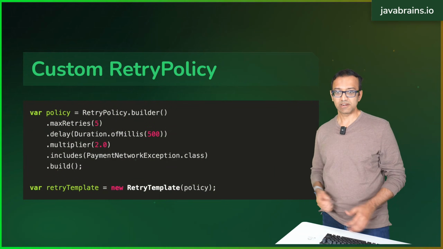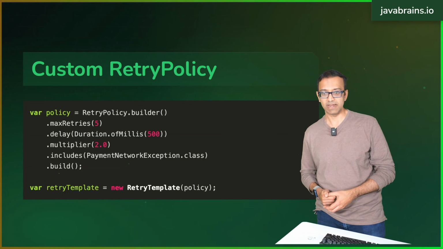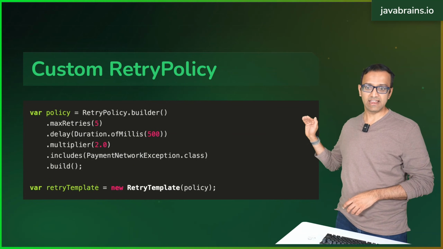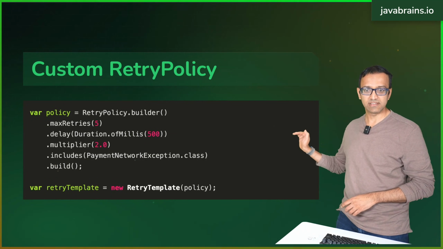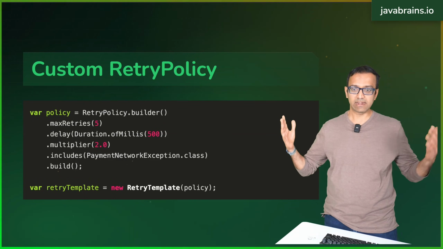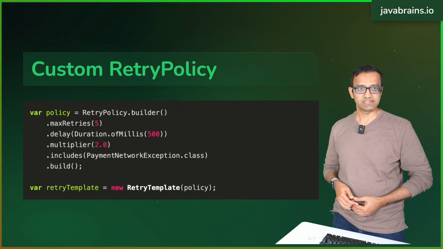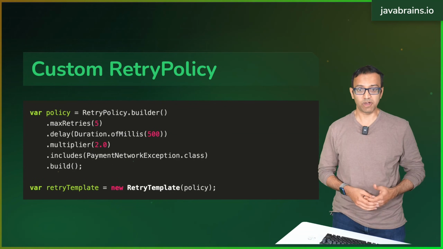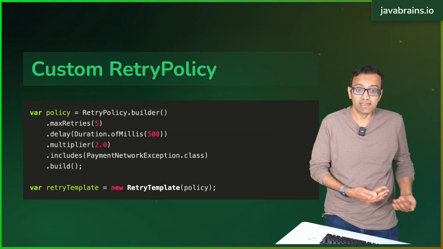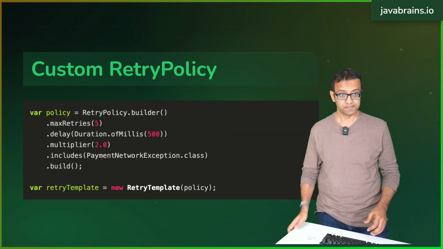So here's a custom retry policy. You have a retry policy builder using a builder pattern. You can say I want max retries of 5, and then this is the delay, and this is the multiplier, and then do a .build, and you're going to get a new retry policy, and then you can create a retry template with that policy. And guess what? You can dependency inject this policy as well, configure it in one place, and then use it wherever you need a certain type of retry. You can just use that and then invoke it that way.